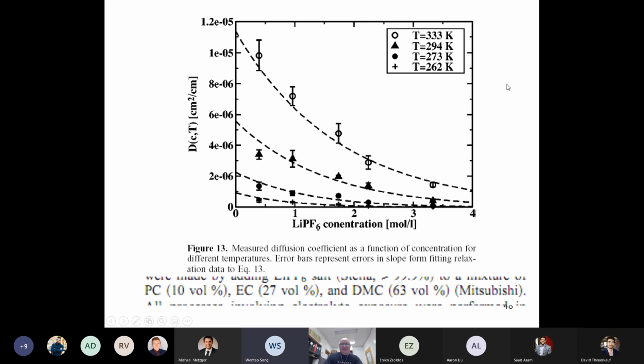Jeff, the 10% PC in this electrolyte, will it cause issues in SEI? Because PC is known to be harmful on the graphite anode side. I think you can easily add 10% PC in the presence of 2% VC, and it won't cause any trouble at all. Okay, I see. Yeah. Thank you. And that will really improve your low temperature, lower the freezing point by adding that 10% PC.